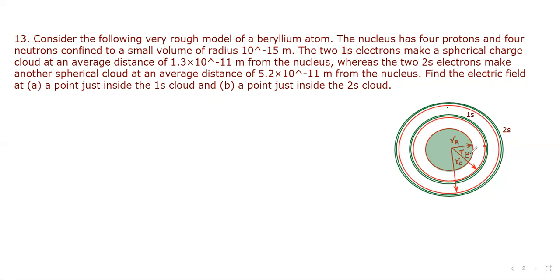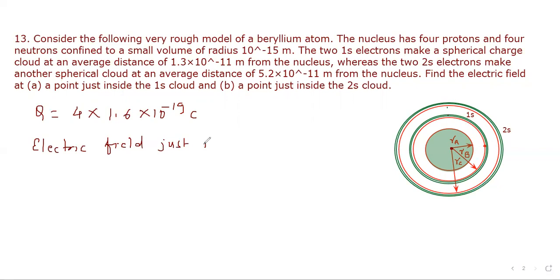And the radii are also given. Radius of the nucleus is Ra. Radius of the orbit of 1s electrons is Rb, and that of 2s electrons is Rc. Now, we have to find out the total charge. Since it contains 4 protons, the positive charge, suppose this is Q, will be 4 times protonic charge, 1.6 into 10 to the power minus 19 Coulomb. Now, electric field just inside the 1s cloud.